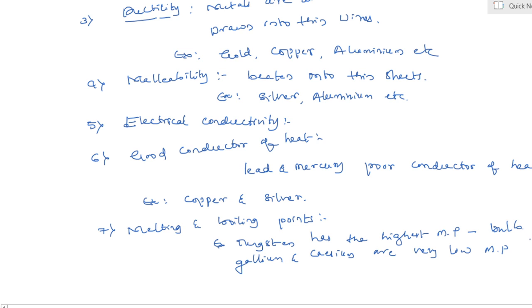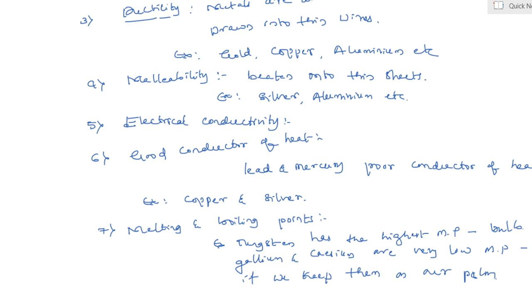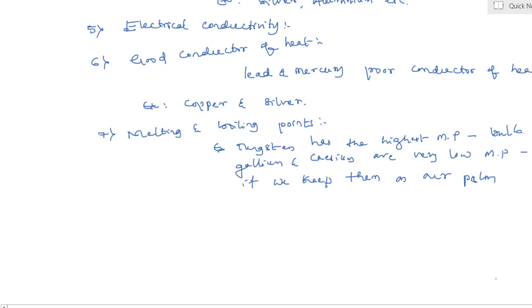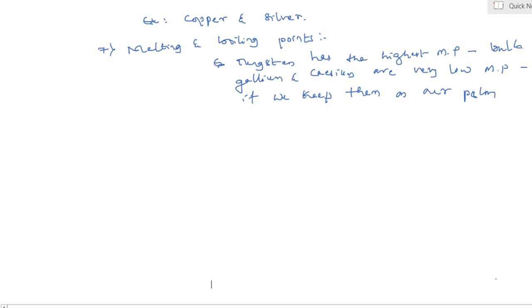These two metals will melt if we keep them on our palm. Yes, it means when we keep gallium as well as caesium in our palm, what happens? The process of melting takes place. Yes, my dear students, tungsten has the highest melting point, and gallium as well as caesium have very low melting points. That's why they melt when we keep them on our palm.